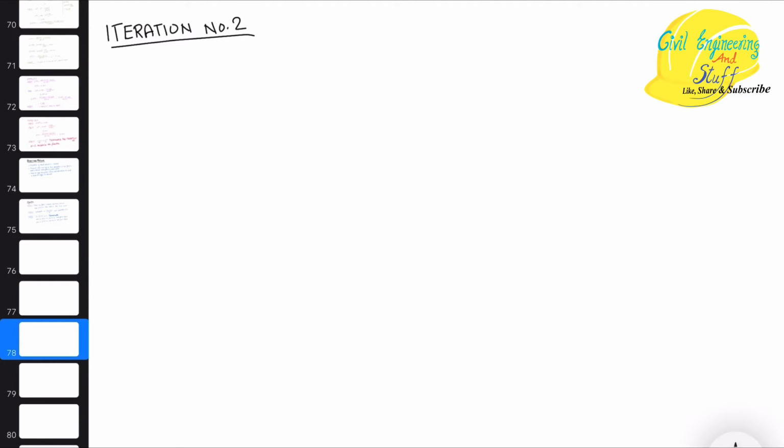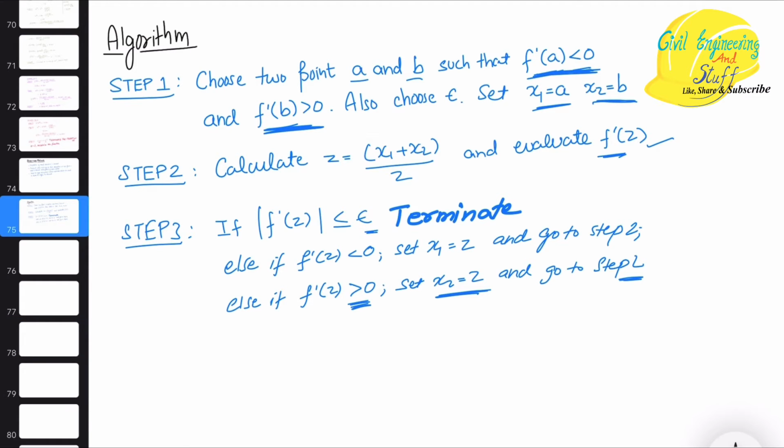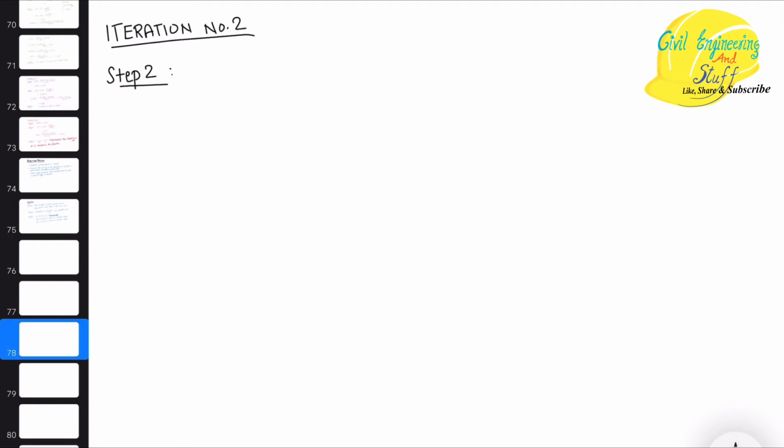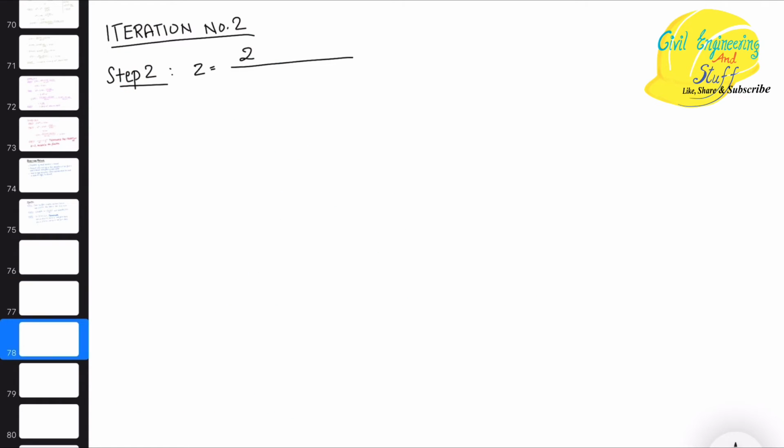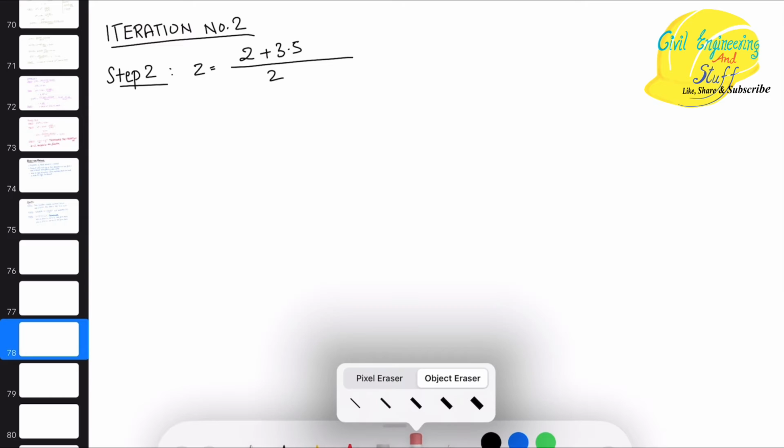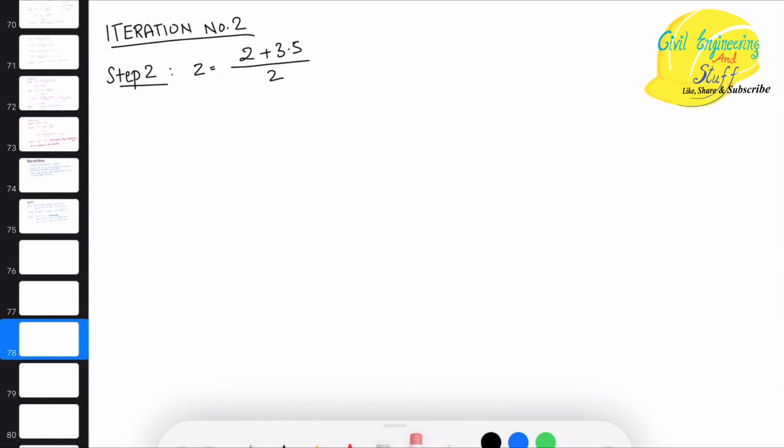And in iteration number 2, we have to move back to step 2, right? As we have seen, step 2 is to find the midpoint of this range, z equals x1 plus x2 by 2, and then we have to find f dash z. In the previous step, we defined our new x1 and x2, so this will be 2 comma 3.5. So z is 2 plus 3.5 divided by 2, and this value will come out to be 2.750.